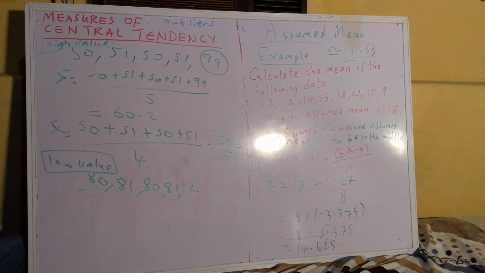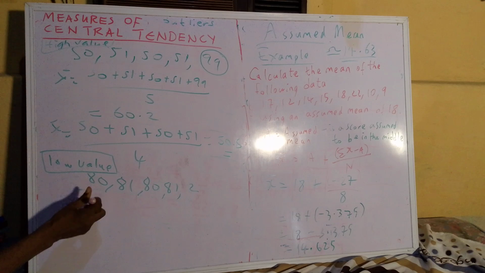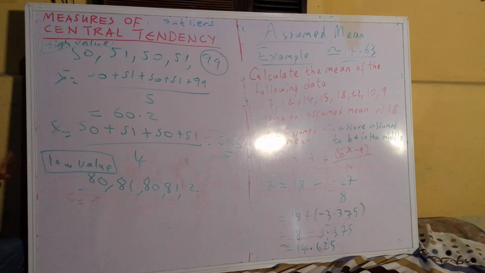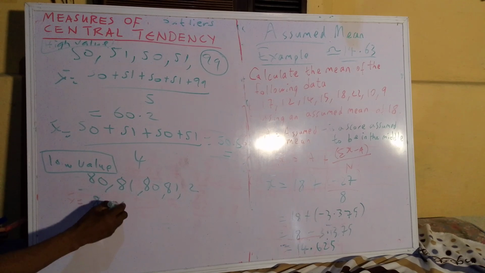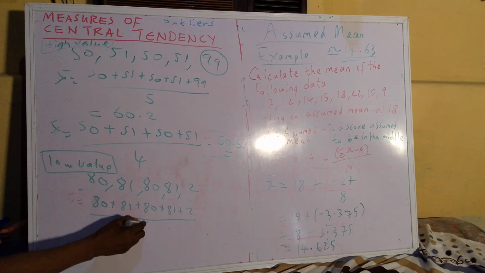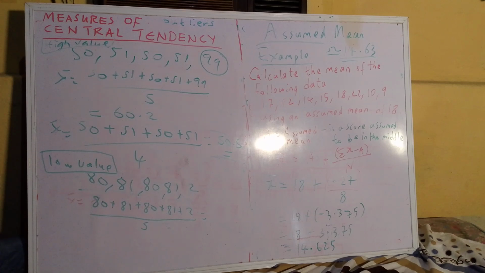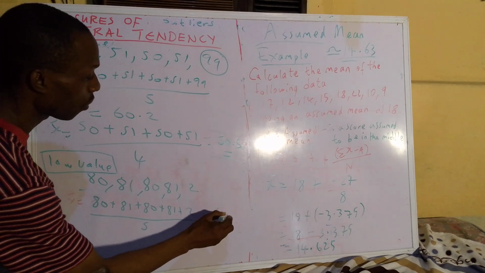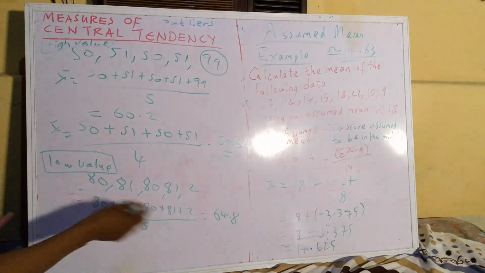So for this low value, what will be the mean? Let's calculate the mean. The mean will be 80 plus 81 plus 80 plus 81 plus 2, the outlier, divided by 5. What would that give us? That gives 64.8. This is not a true picture of this data set.